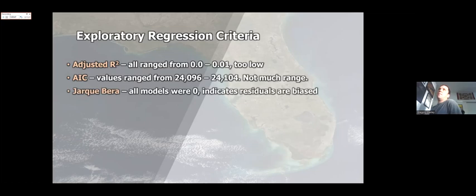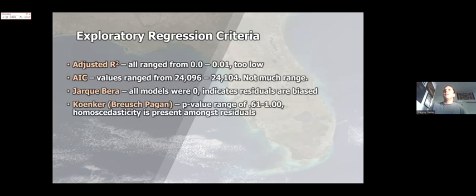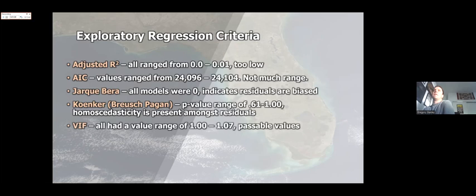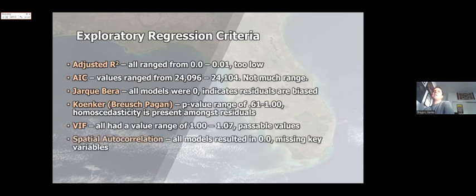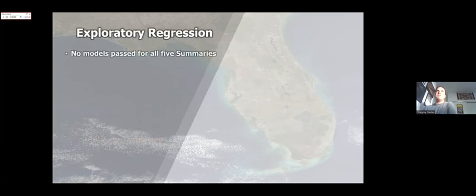Jarque-Bera, all models were 0, which indicates residuals were biased. For Koenker-Breusch-Pagan, we had a p-value range of 0.61 to 1, meaning that there's homoscedasticity present among the residuals, so not much variance as the independent variables increase. VIF all had a value range of 1 to 107, which are passable values because we want the value to be 7.5 or lower. And then finally, spatial autocorrelation, all models resulted in 0, which means I'm missing key variables. So therefore, unfortunately, none of my models pass for all 5 summaries.